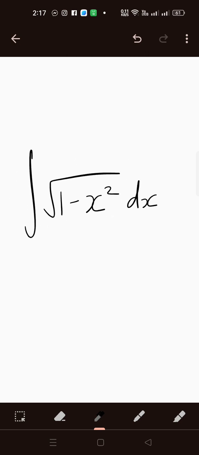So the integral is the integral of the square root of 1 minus x squared dx. Again, it looks deceptively simple to the uninitiated because it's just a function under a square root. I could probably just substitute that with u and then take the du, and then maybe stuff will cancel out and get simpler. But in fact, that's not what happens. We get a much more complicated integral.